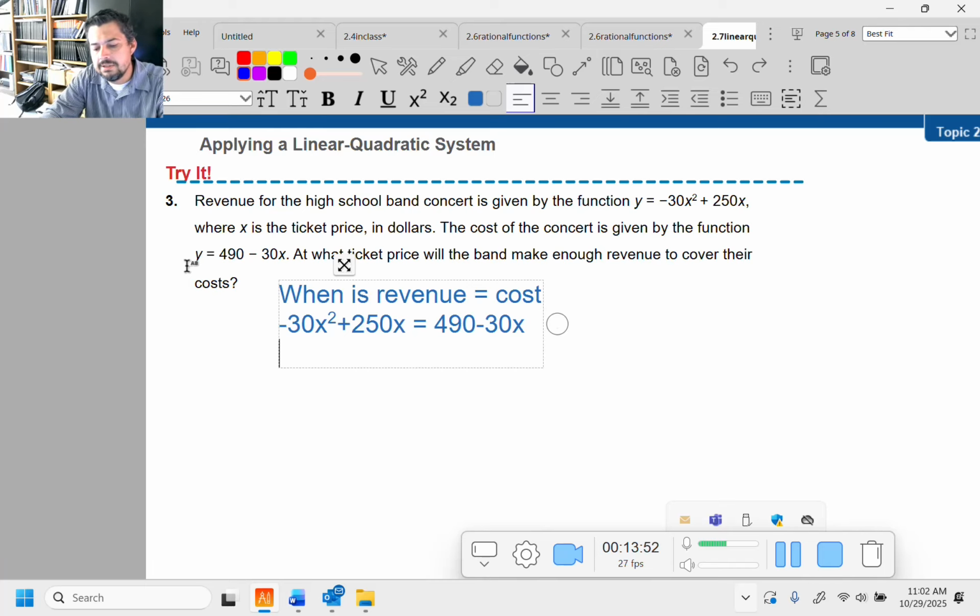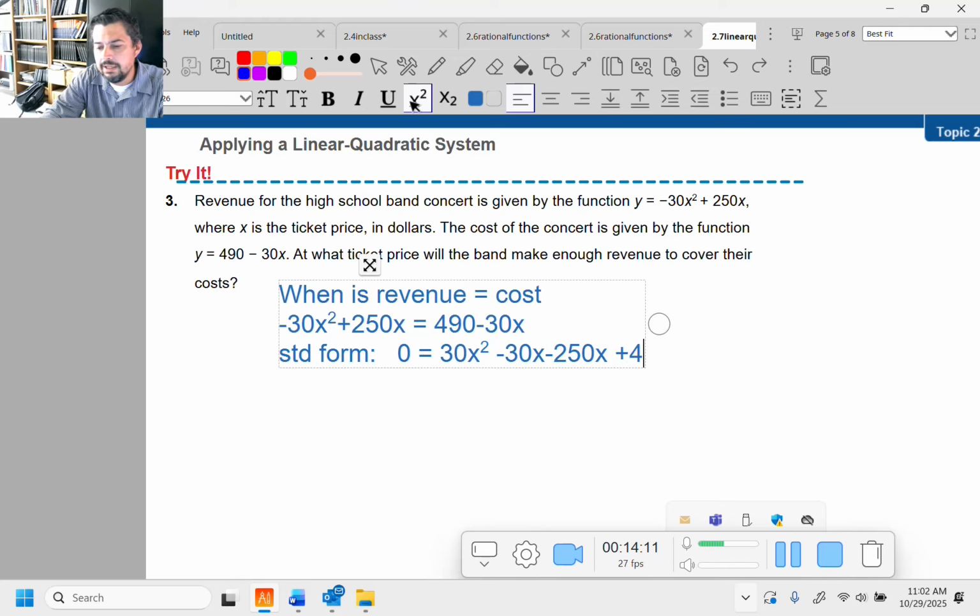Let's put this thing in standard form. I am going to shift everything left. If I shift a negative 30x squared from left to the right, it's going to become positive. I already have a negative 30x. Right next to it, I'm going to put a negative 250x. And 490 was already on the right-hand side. So let's combine our like terms. And notice they did not want you to actually solve for y. They just want x, which is the ticket price.